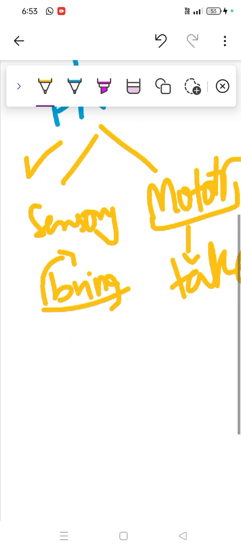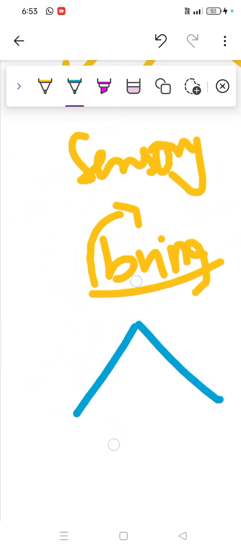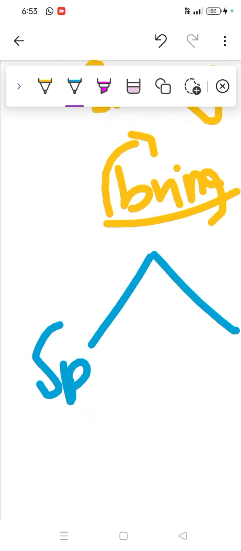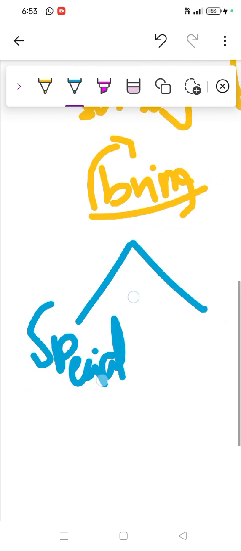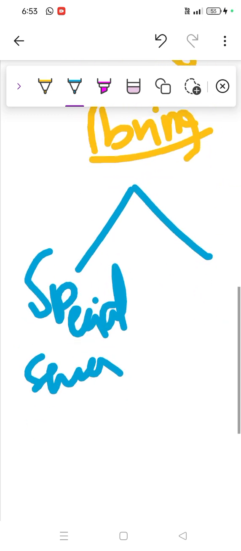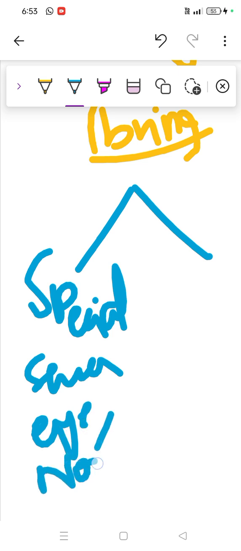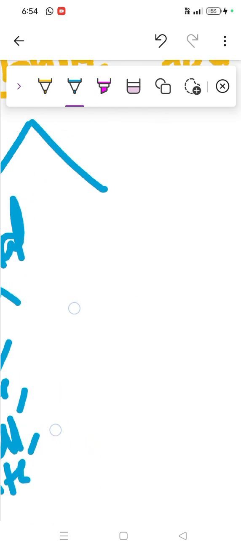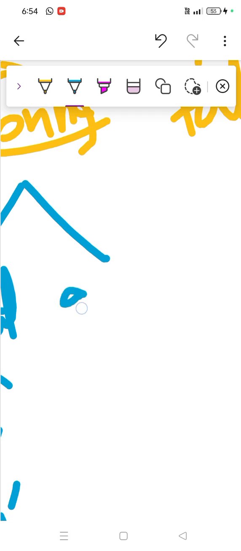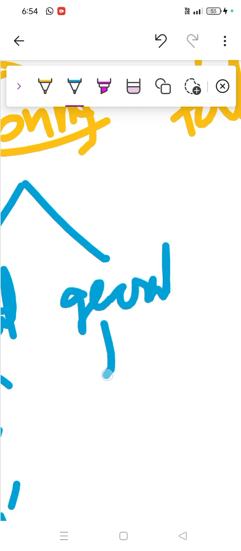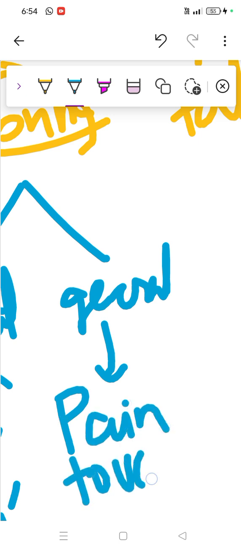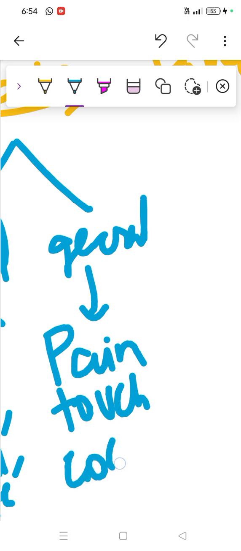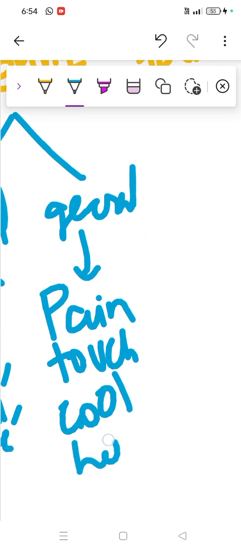Again, for this one we have two types. For the sensory nervous system we have special senses. That means the five special senses, like eye and nose, with which we can see, taste, and smell. The second one is general senses, like a painful situation, if someone is touching you, or if it is cool or hot outside. These are all general senses.